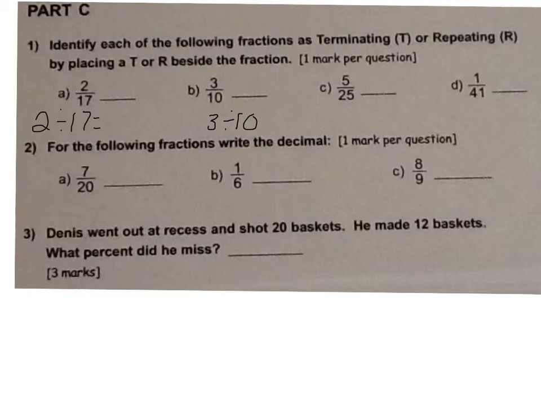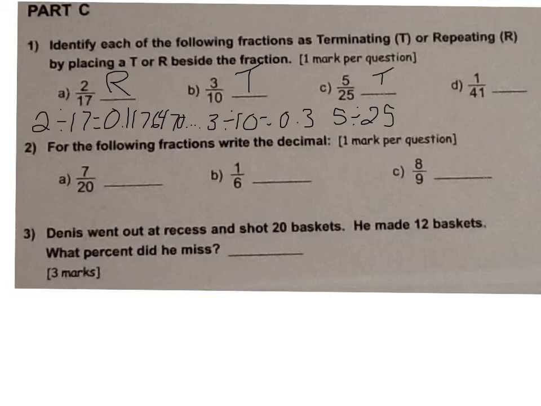Okay, when we get that, the first one here, 2 over 17, it's 0.117647. Oh, this one is repeating. It's keeping going. The second one is 0.3. It stops. It's 3/10. It's terminating. Okay, 5 divided by 25. That's the same thing when I put that in the calculator. That's going to become 0.2. 2/10. It's terminating. It stops. And 1 over 41. 1 goes into the calculator, becomes 0.024390, and then it goes 2, and it keeps going. So this is repeating.